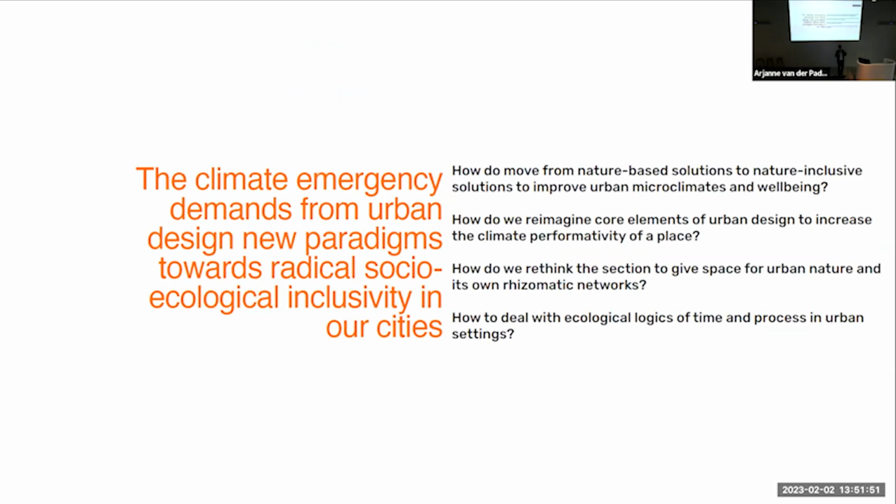So it's about how to move from nature-based solutions towards nature-inclusive design. How do we reimagine some of the core elements of urban design, the cross-section, towards achieving that dream? How do we account for those structures which are not linear, the roots of trees? And how do we deal with time as well? Because, you know, trees and vegetation work on a different time logic than urban life.